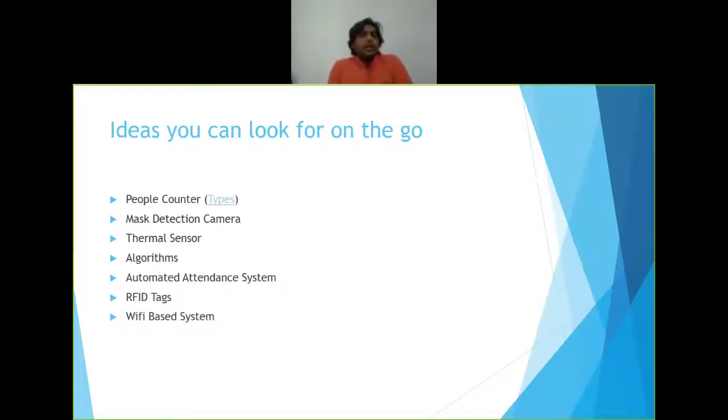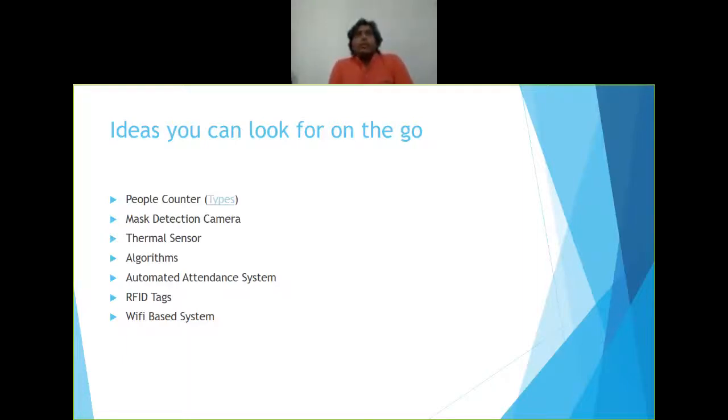Third and fourth thing is algorithms. Now, it's not necessary that hardware is everything that you should always look forward to. Think about an algorithm which helps you determine how efficiently a premises can be used based upon the inputs that you have received from the counters. So even these kinds of innovations will eventually help us as humans to cater services.